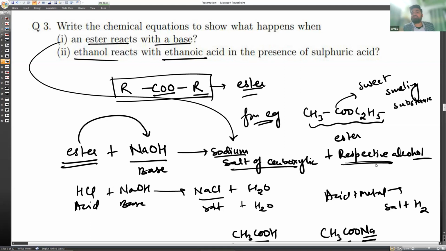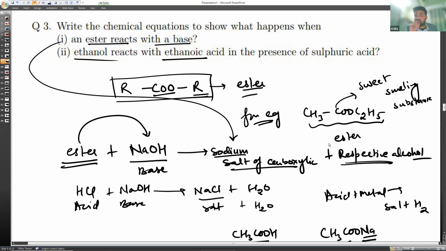Esters when they react with a base, especially sodium, the base is sodium here. This is very simple: esters when they react with base will give you sodium salt of carboxylic acid plus respective alcohol. Understood? It is not giving any name, so we will write in the equation that it will give you respective alcohol.